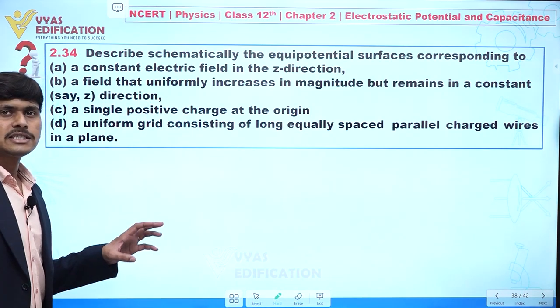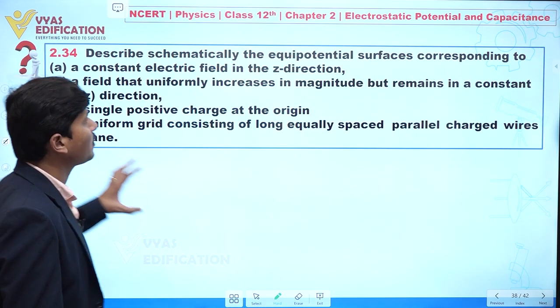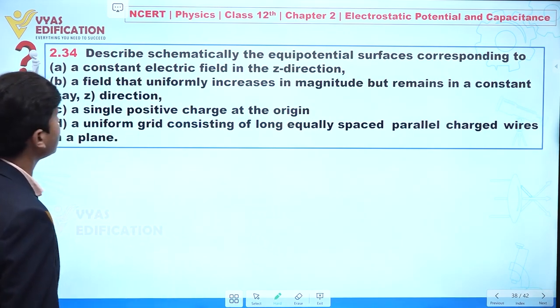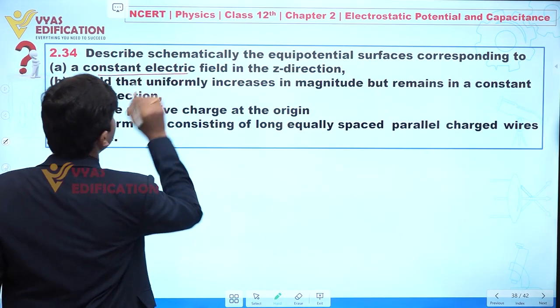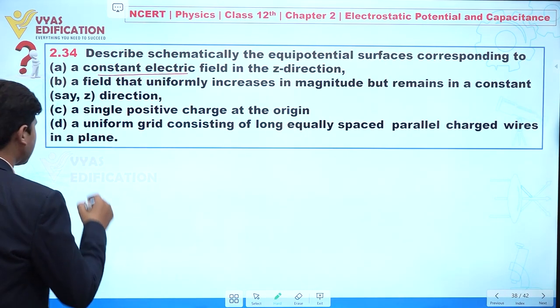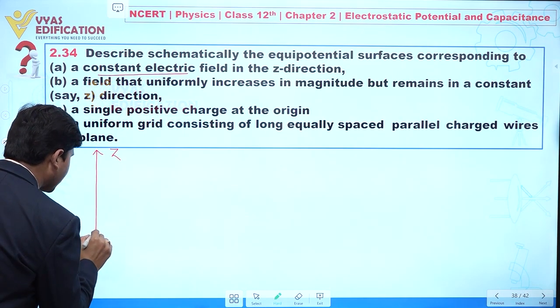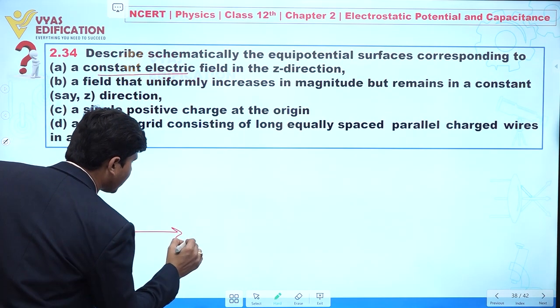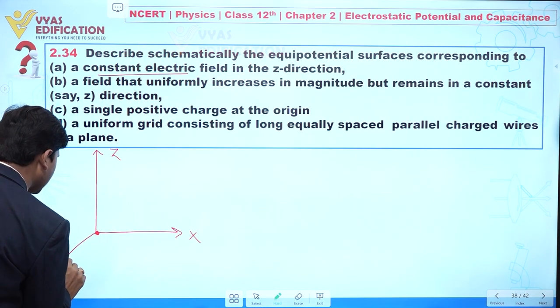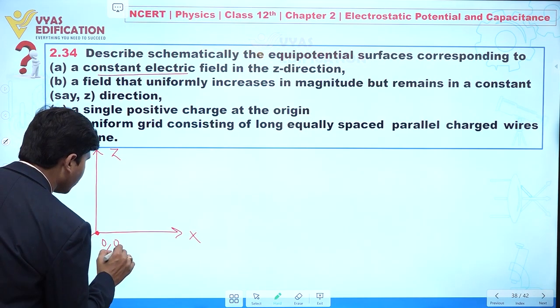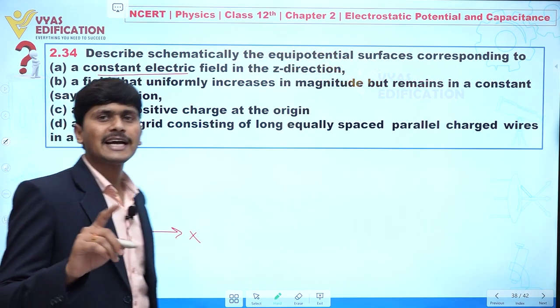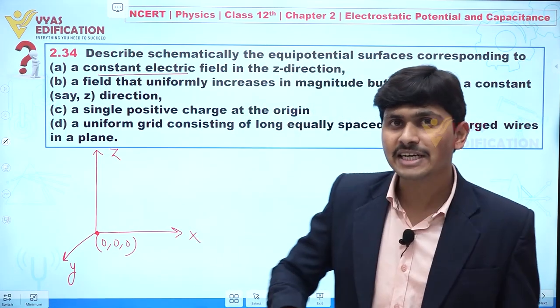So let's suppose we have to draw the equipotential surface when the electric field, a constant electric field, this is important, is in the z direction. Let's suppose I am taking this direction as the z direction, and this as the origin. Here we have the x direction and this one is the y direction. Clear? Now a constant electric field is acting in the positive z direction.